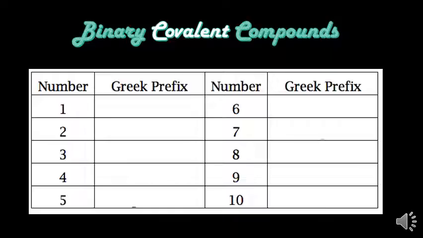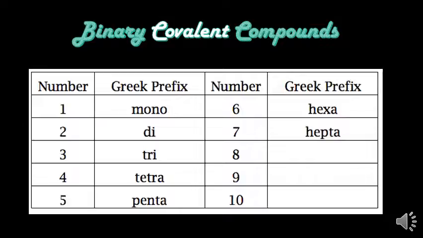For covalent compounds, you do need to know these Greek prefixes. See if you can remember them as we go through them. Yes, 1 is mono, 2 is di, 3 is tri, 4 is tetra, 5 penta, 6 hexa, 7 is hepta, 8 octa, 9 nona, and 10 deca.